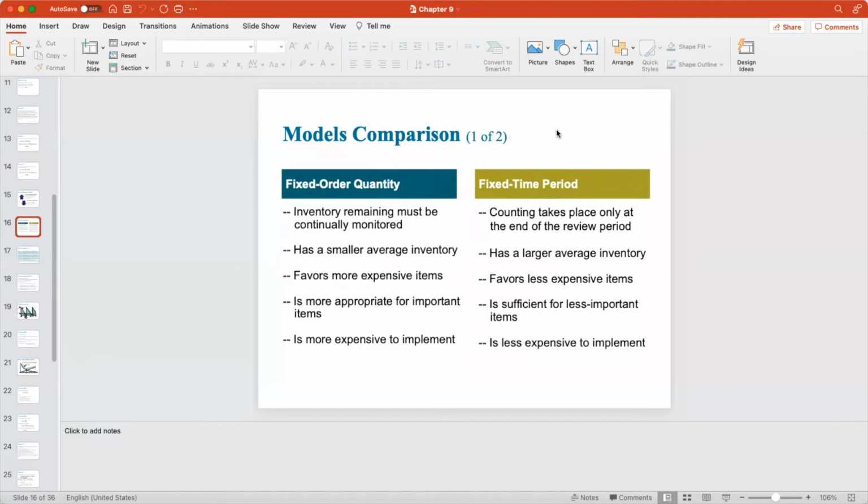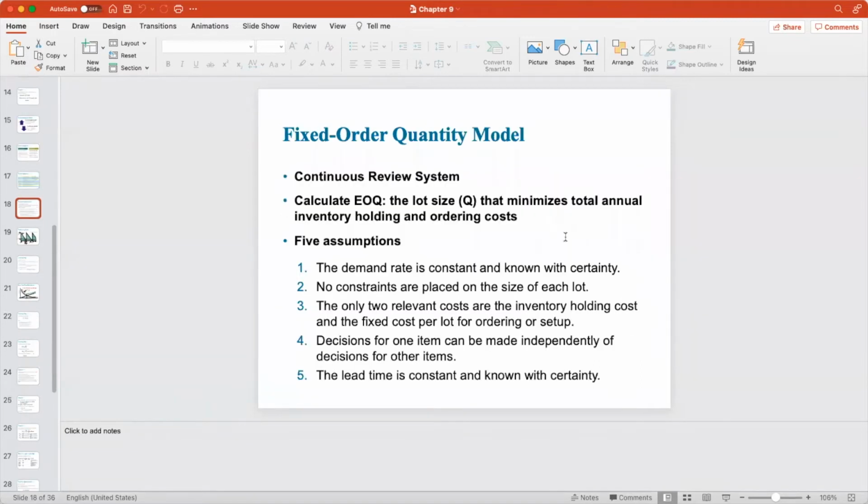All right, and on the other hand, for those less expensive items, let's say a manufacturer of T-shirts, they may be more in favor of using the fixed time period model. Instead of continuously monitoring the inventory amount all the time, they may only monitor inventory amounts periodically. And related to that, the fixed order quantity model is more appropriate for those important items and also for those processes that are more expensive to implement, compared to using the fixed time period model. That's actually quite intuitive.